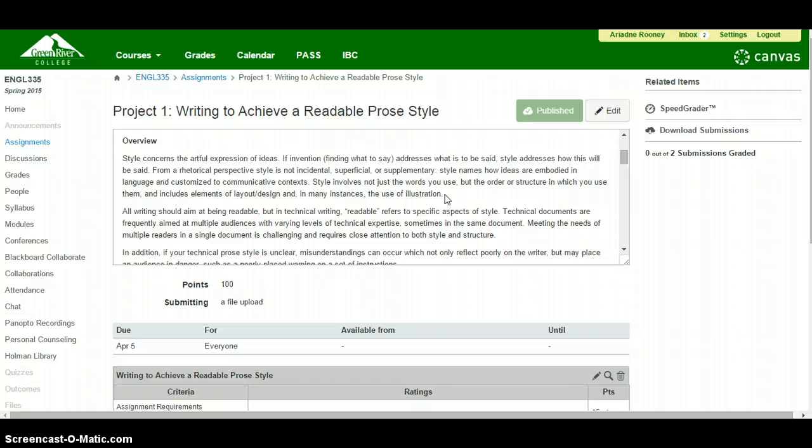All writing should aim at being readable, but in technical writing, and remember, this is technical writing, it's a new style of writing that you probably don't have a ton of experience with, if any. It's very different from academic writing. In tech writing, readable refers to specific aspects of style. Technical documents are frequently aimed at multiple audiences with varying levels of technical expertise, sometimes in the same document. Meeting the needs of multiple readers in a single document is challenging and requires close attention to both style and structure.